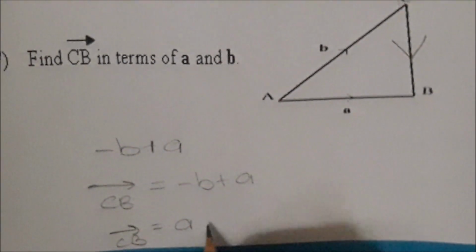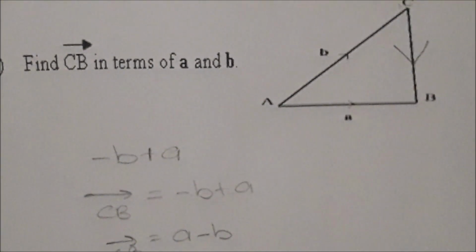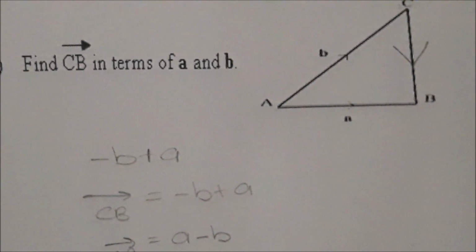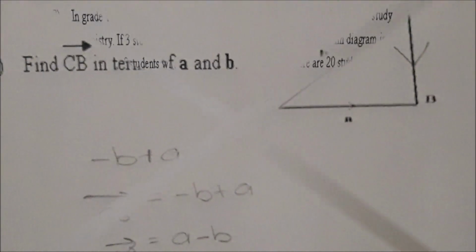So we can have A minus B. Very good. Okay, so you want to fix it at the end. Don't put the negative at the front. So it's A minus B. And that's it. Number 18.